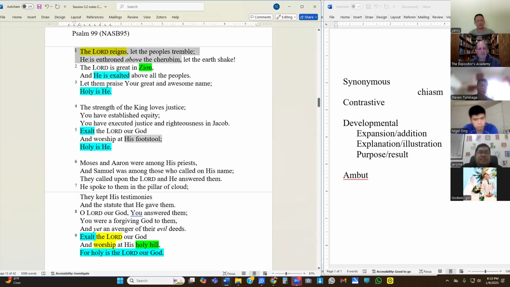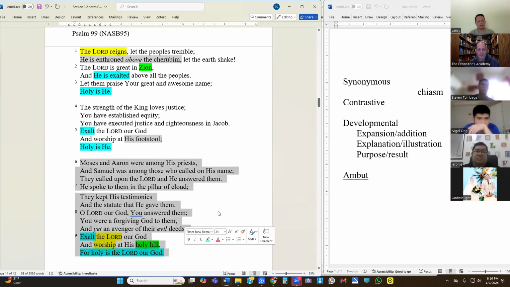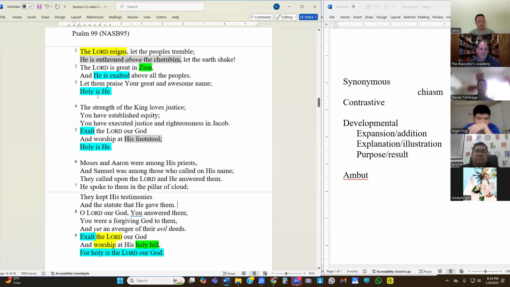The first stanza, verses 1 to 3, focuses on the greatness of God. The second stanza focuses on the justice of God. And the third one focused on the fact that he answered, he forgave, he was near them. So we see a particular thematic focus in each of these as well. So we identified those three stanzas.